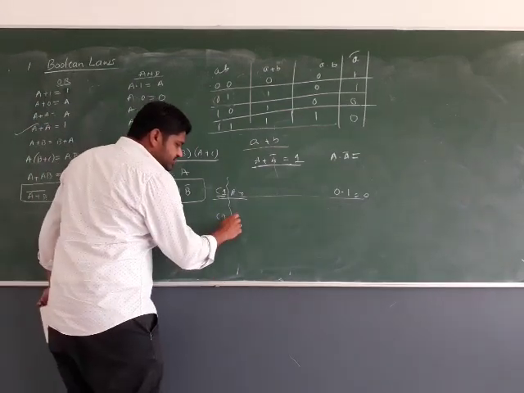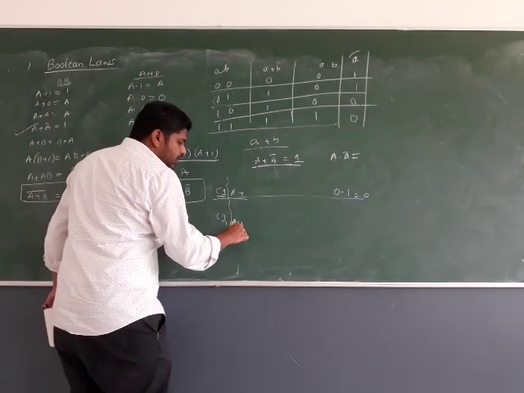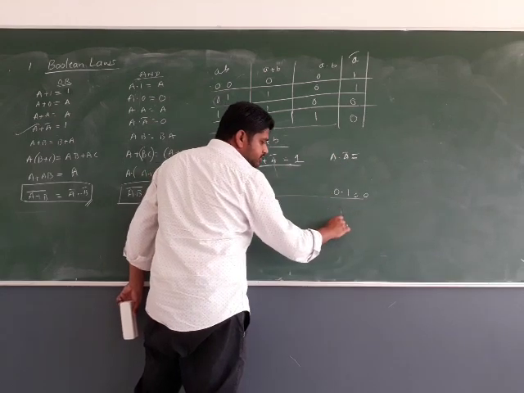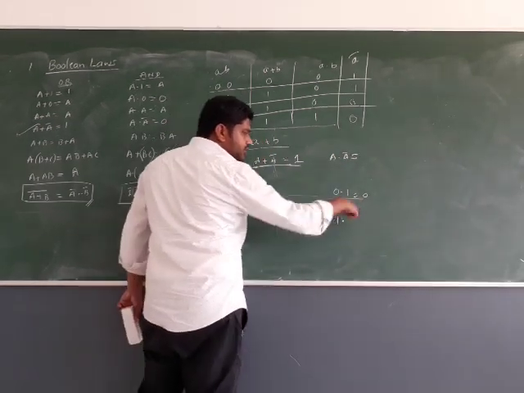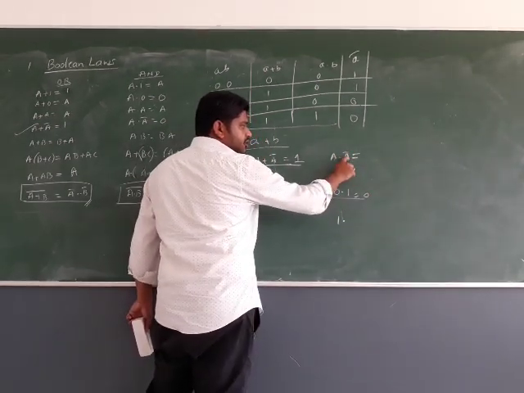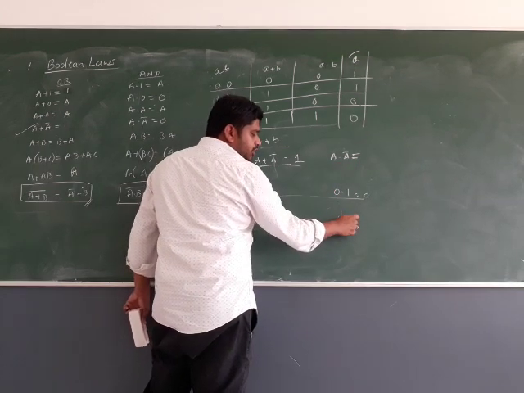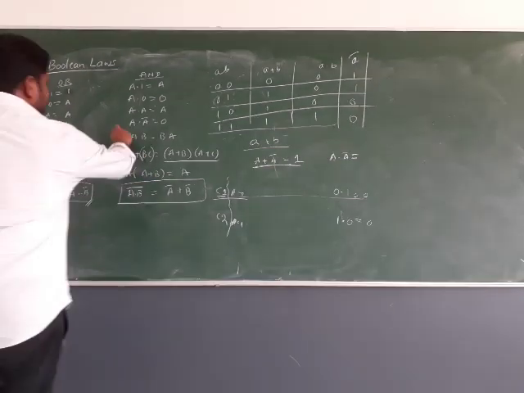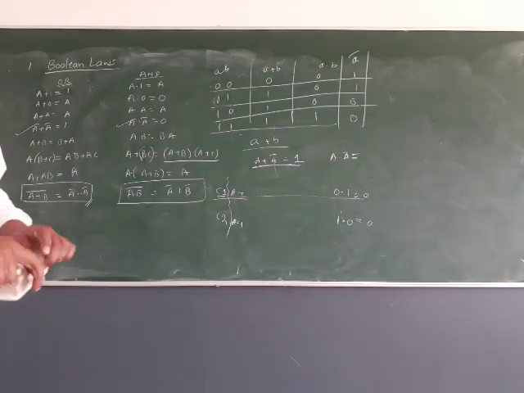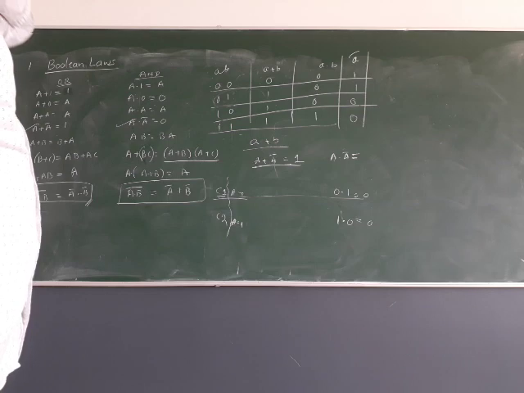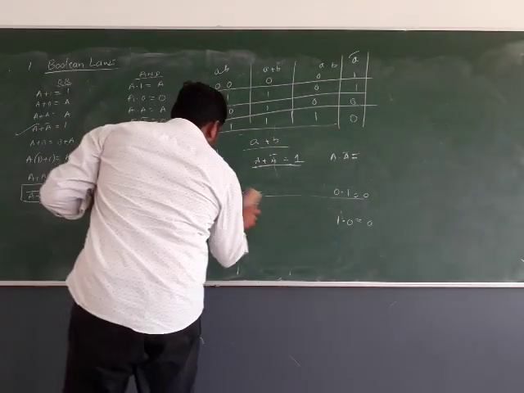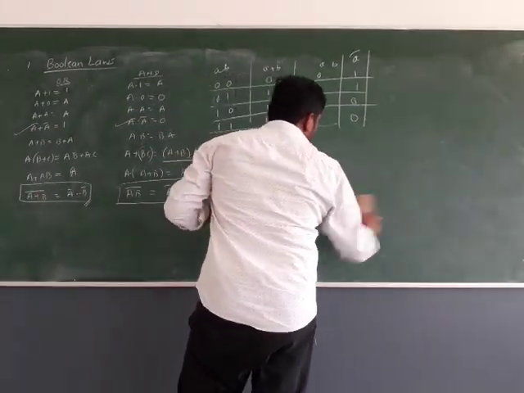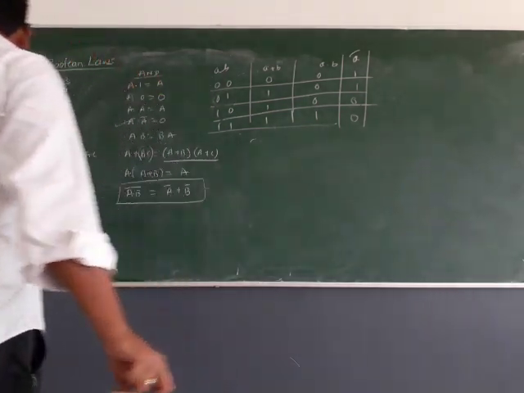Case 2. What is case 2? A is 1. So substitute A as 1, after that dot. After dot, what should this be? Complement. A is 1, A complement is 0. Hence again it will be 0. So the definite result of A ANDed with A complement is 0. Okay. So let's try one more variable.